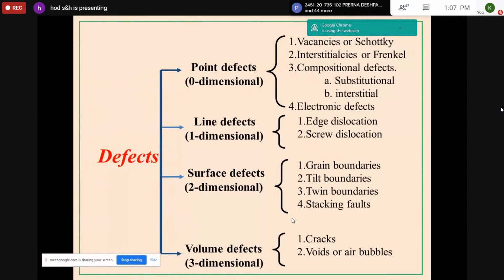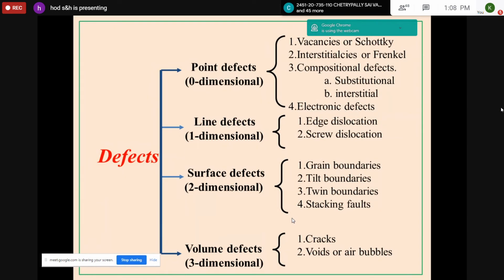Then interstitials or Frenkel defects, impurities or compositional defects, and the fourth one, electronic defects. Again, the second category, line defects, are classified into edge dislocation and screw dislocation. Coming to the third one, which are two-dimensional imperfections known as surface defects, they are classified into grain boundaries, tilt boundaries, twin boundaries, and stacking faults. Just remember the names. We are not going deep into all of the above.